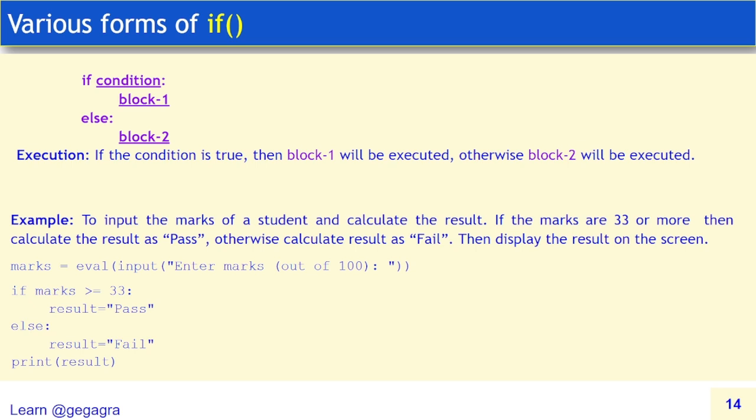So the script is like marks is equal to eval, then enter the marks out of 100, and if the marks are greater than or equal to 33, then the result variable will store pass, otherwise, meaning if the marks are not greater than or equal to 33, then the result variable will hold fail, and finally you can print. So here the new thing is I introduced else.